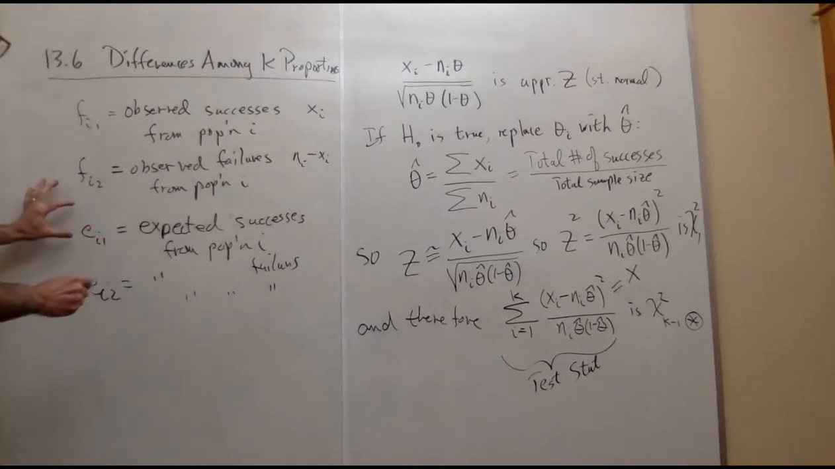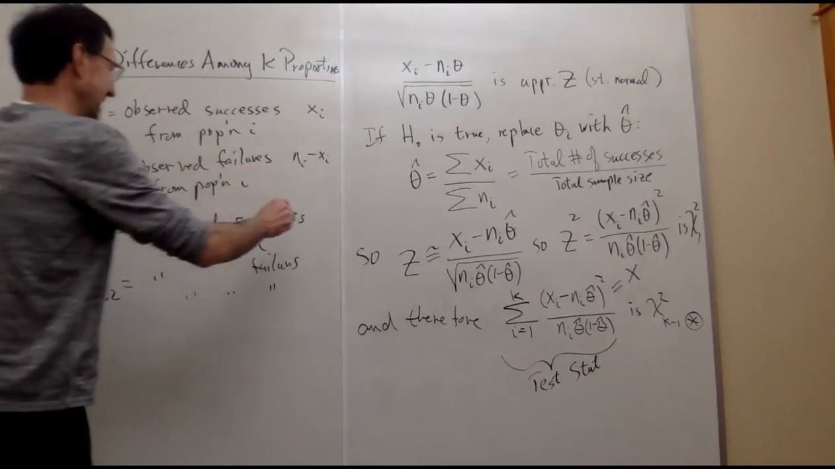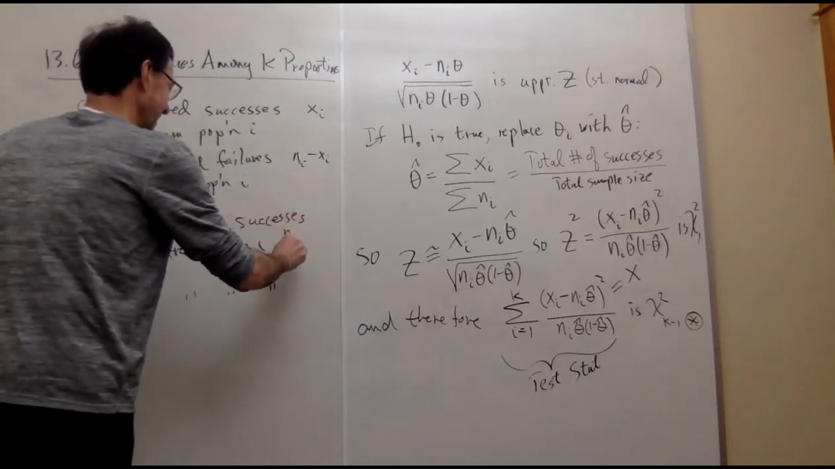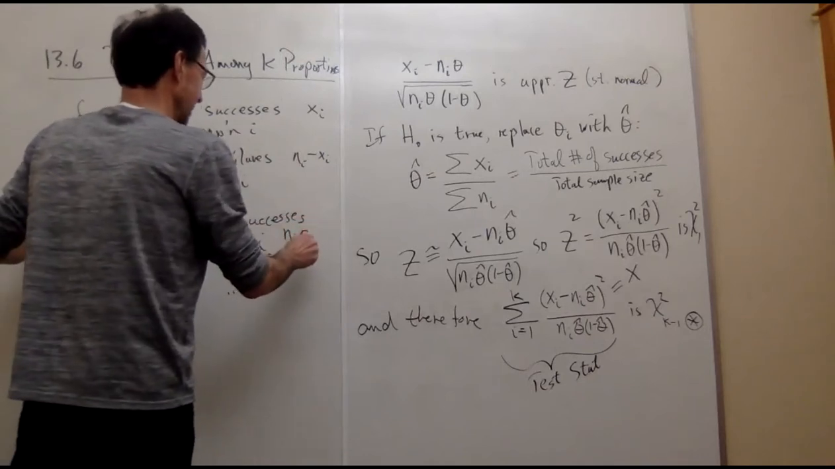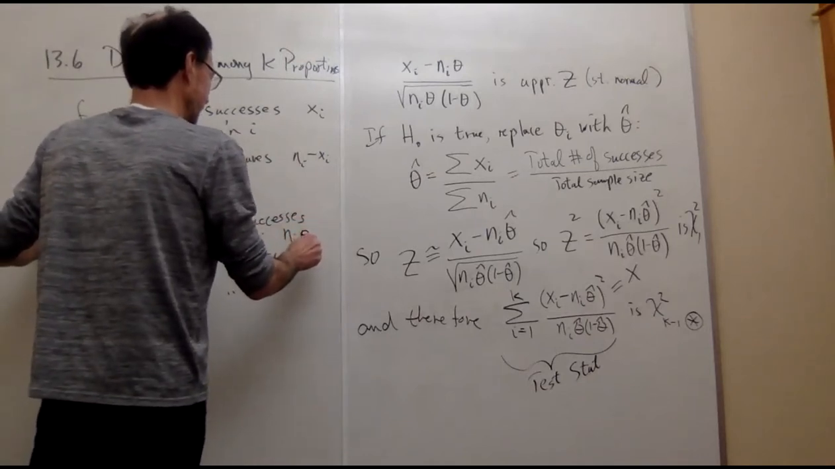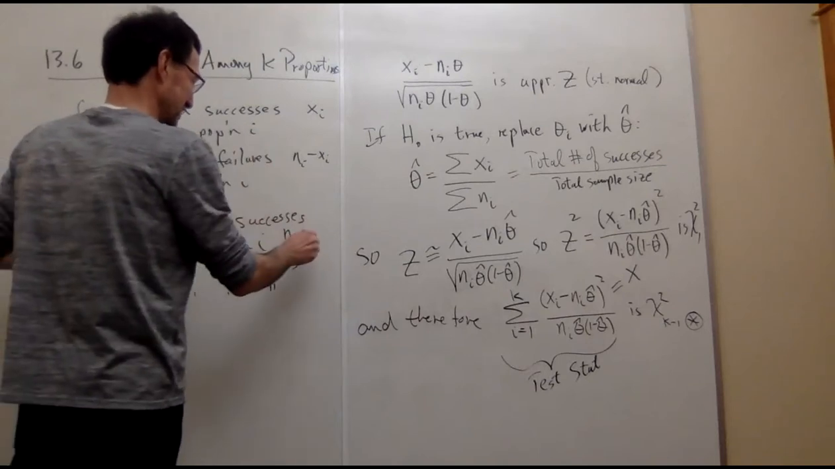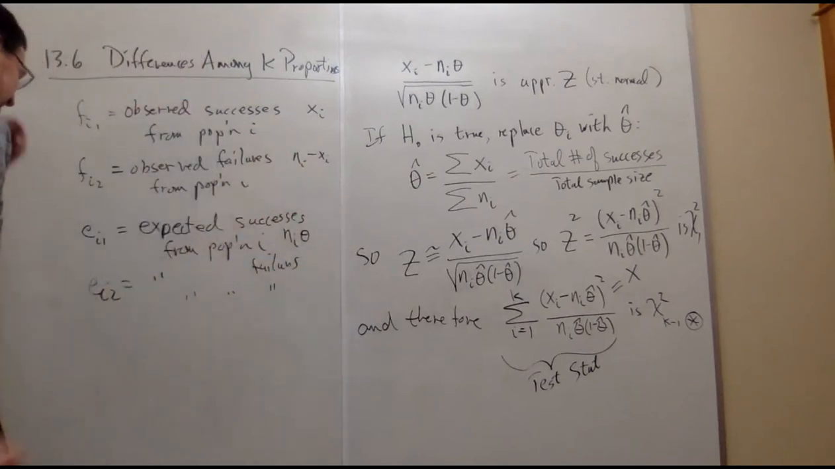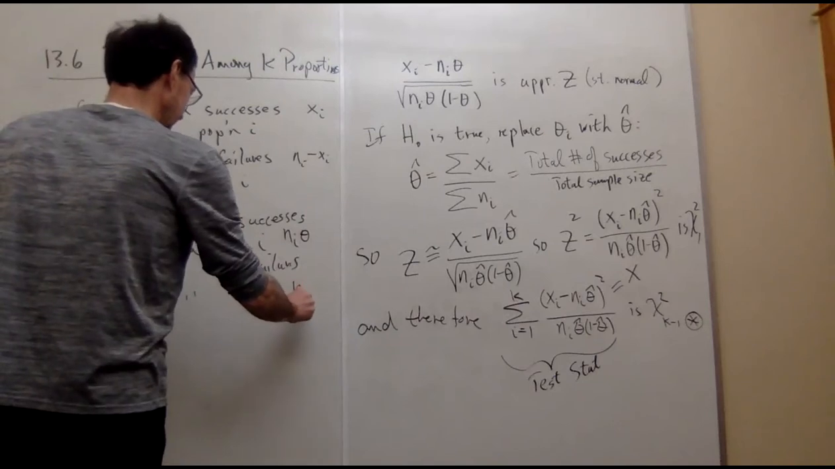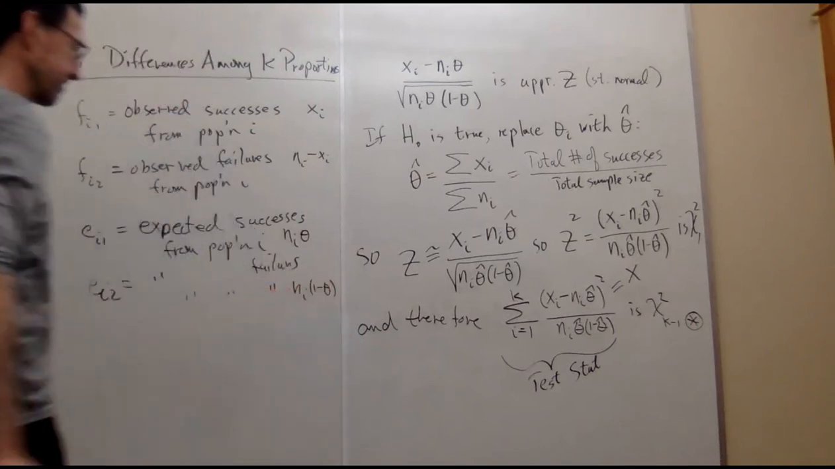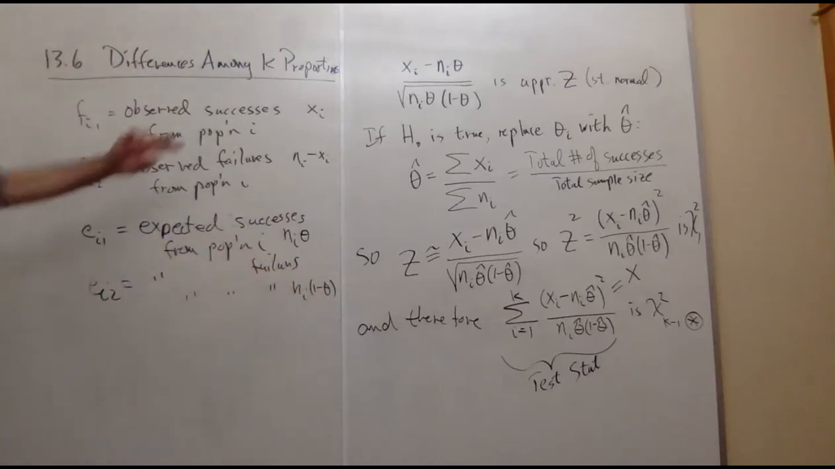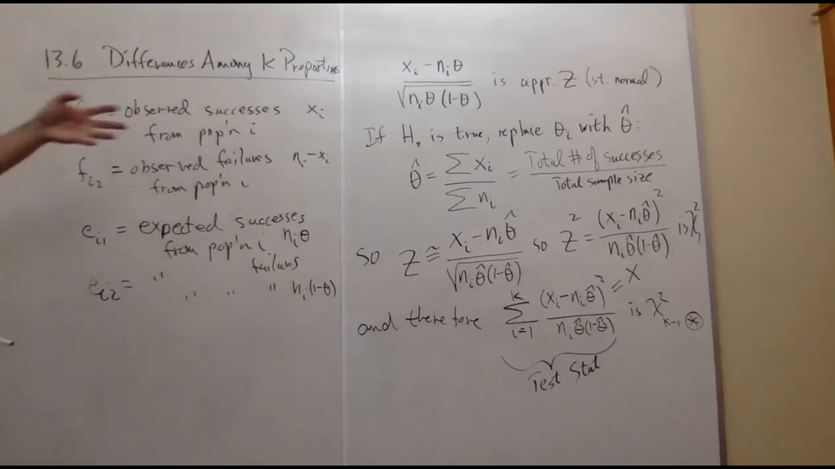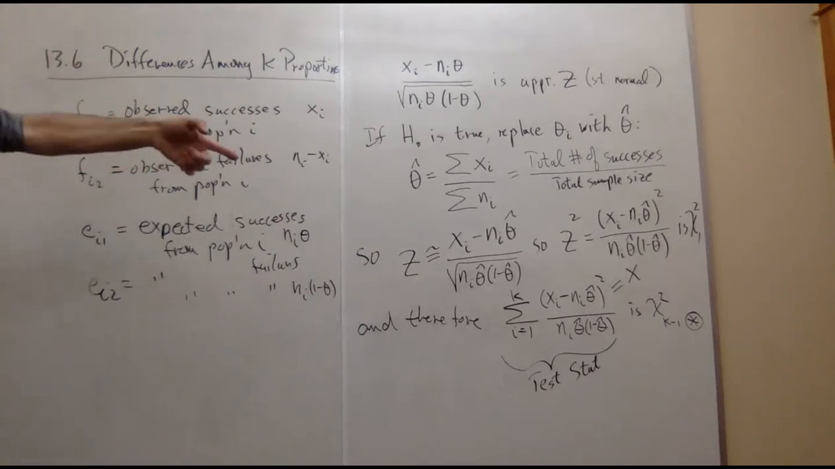Ei1 is ni theta, the common theta value. I think I called it theta i. Doesn't really matter. We're doing our calculations as if the null hypothesis is true. All thetas are the same. Let's just leave it as theta. And then this down here would be ni times 1 minus theta. Probability of a failure times the sample size. Okay, and you can see that those expressions are represented in our test statistic X.